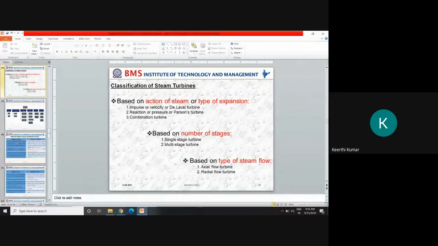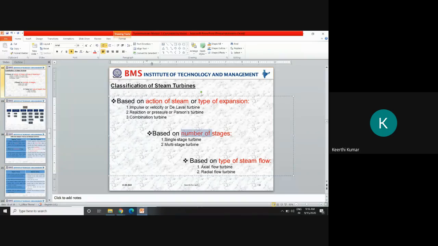Okay. These are all the three major classifications. Under that, first is impulse, reaction, and combination turbine. Under the impulse turbine, De Laval. Under the reaction turbine, it is the Parsons turbine. Under the combination, we can call it the Curtis turbine. That you saw just now is the compounding.